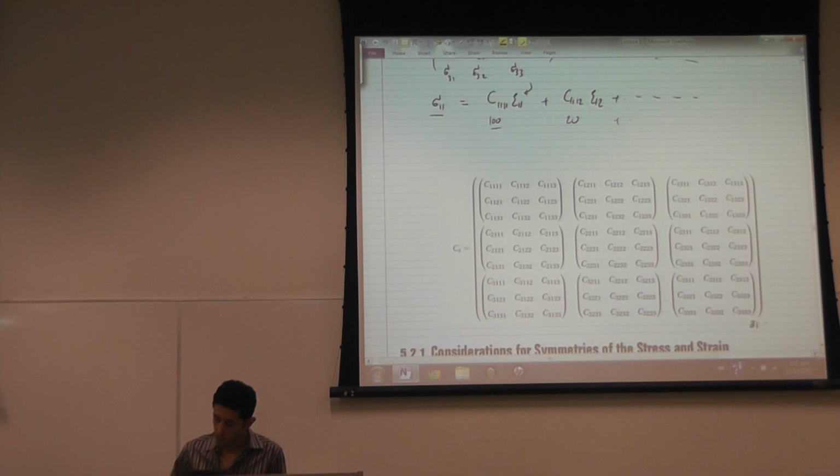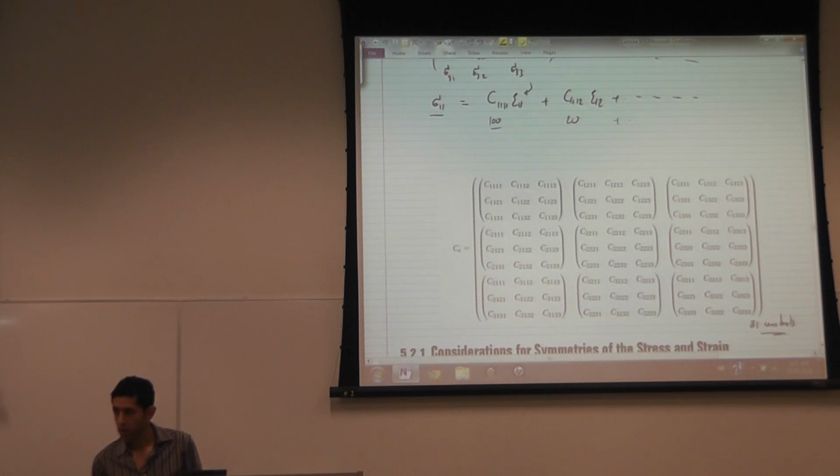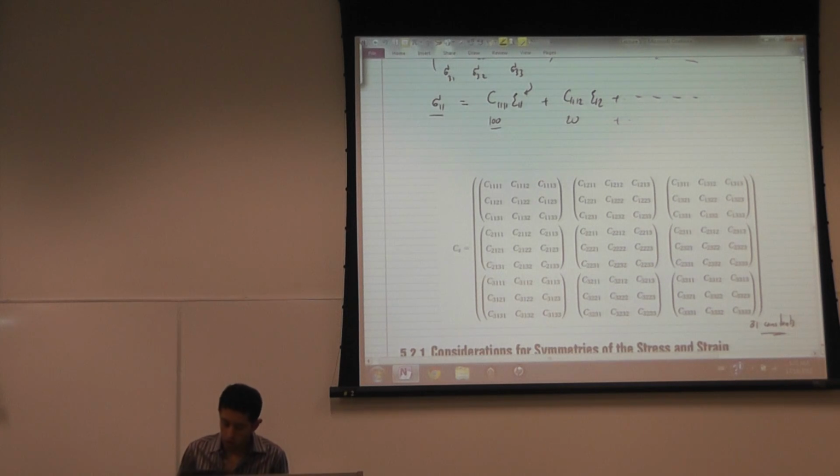so I need 81 constants in general. Or actually before considering anything, just looking at the relationship, I need 81 constants because for sigma 1, I will need 9 constants to find just sigma 1, because I need a constant multiplied by epsilon 1, a constant multiplied by epsilon 2, and a constant multiplied by epsilon 3, and epsilon 21, epsilon 22, epsilon 23, 31, 32, 33.